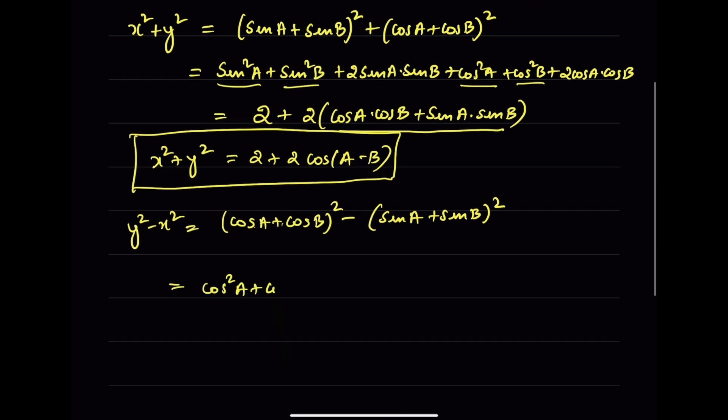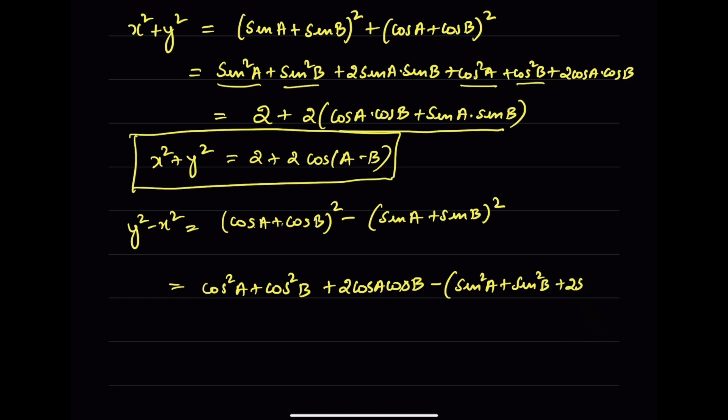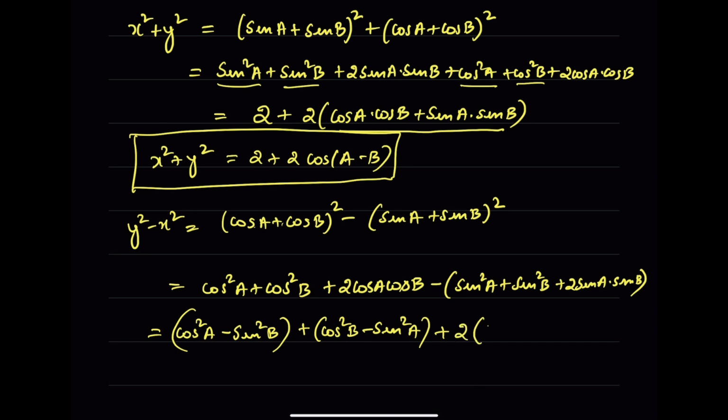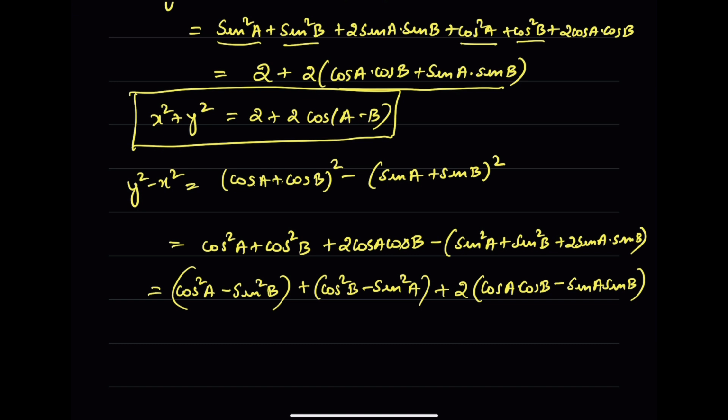This will be cos square A plus cos square B plus 2 times cos A cos B, minus sine square A plus sine square B, plus 2 times sine A sine B. Okay, now we will have cos square A minus sin square B as one group here, plus cos square B minus sin square A as the other group, plus 2 times cos A cos B minus sin A sin B.